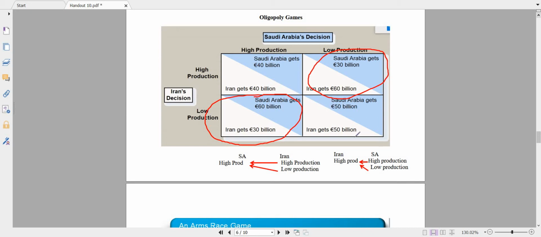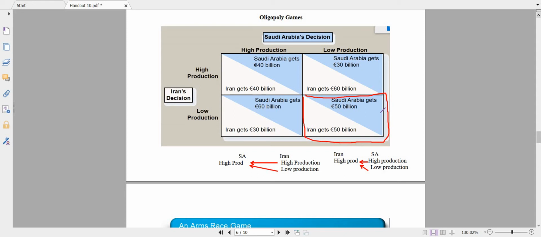Now, we are left with these two options here. In this option, Saudi Arabia and Iran get 40 billion euros of profit, but both the parties can do much better than this and agree on this deal where both go for low production and both enjoy profits of 50 million each. So if you ask me what is going to be the collusion outcome, or the cartel outcome, the answer will be this, where both go for low production. This way they're able to artificially inflate the price and as a result enjoy profit of this many euros each.